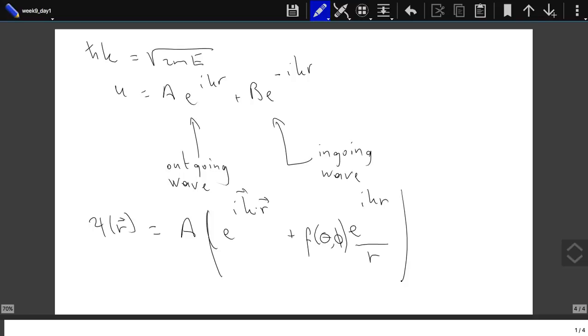So this is how my scattering wave function looks. Of course, I don't know what f is, and the explicit form of f will depend on the potential. In a sense, the rest of the scattering discussion will concentrate on how we can calculate this f. But at least, whatever the potential is, at a faraway point from my scattering source, this is how my wave function should look.